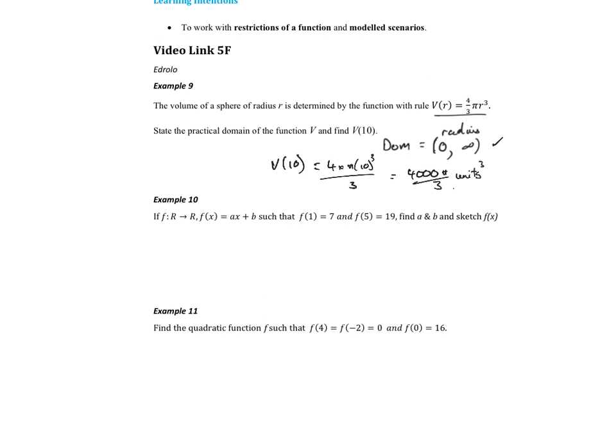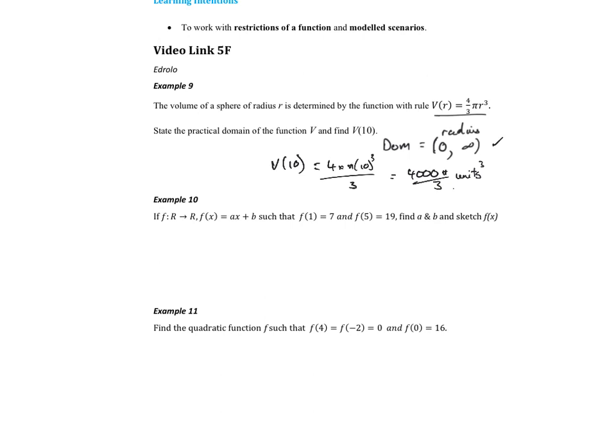So that's a standard problem. In the past, we might have just said find the volume of a sphere when the radius is 10. Yeah, but instead we now have the volume given by a function, v of r, and find the volume when the radius is 10. All right, what about this one here?